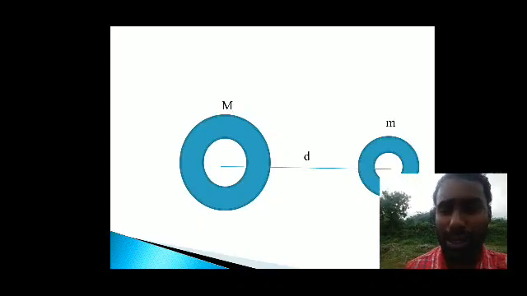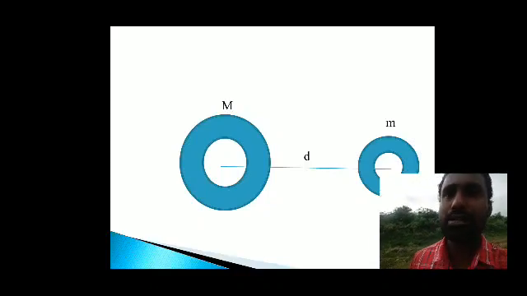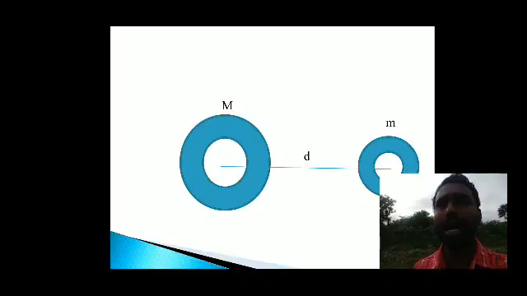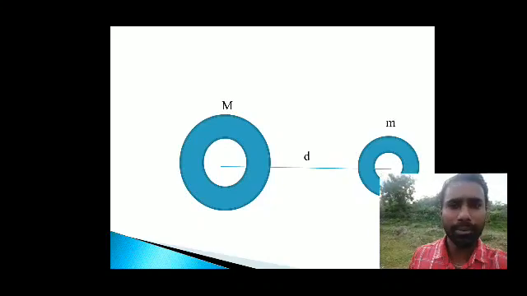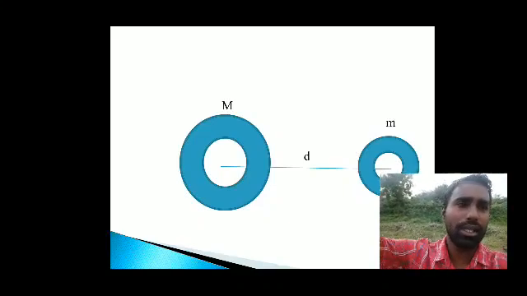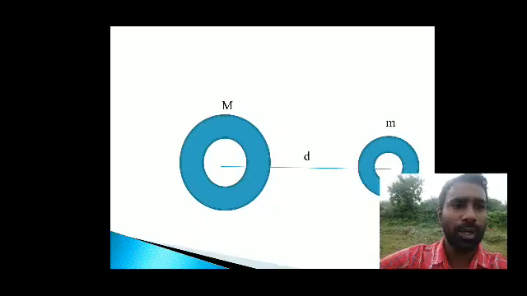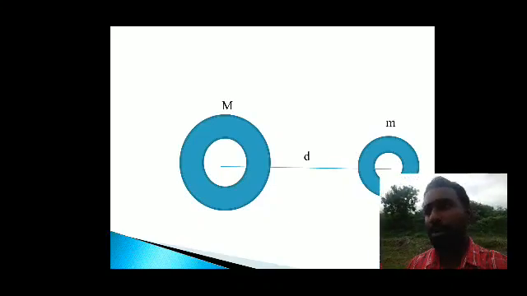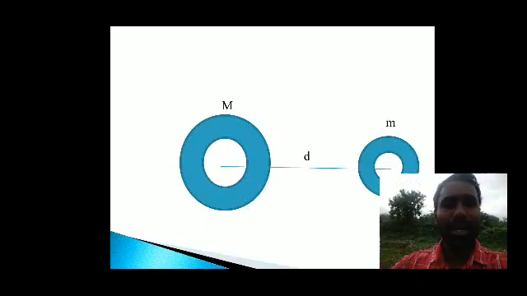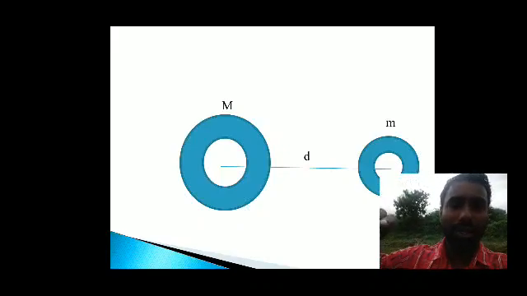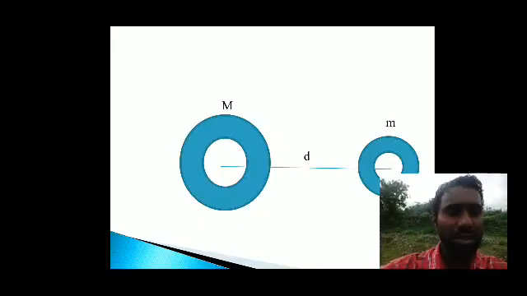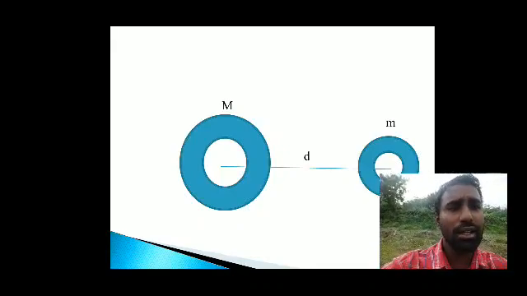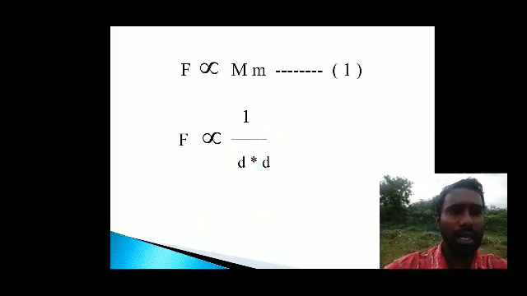So that is why the universal law states that every object in the universe attracts every other object with a force directly proportional to the product of the masses and inversely proportional to the square of the distance. At the last 5 minutes I will again revise these things. So don't get confused, just listen and focus and you can understand.